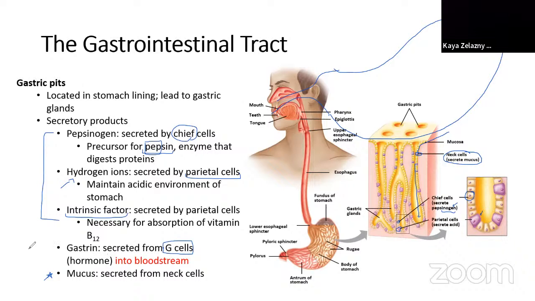So the final grab bag thing not pictured is that gastrin, one of our hormones, is secreted from the G cells. This is one of the things that's controlling the activity of our digestive system, especially hunger cues, and we'll talk about that when we get to the overall control of this system.